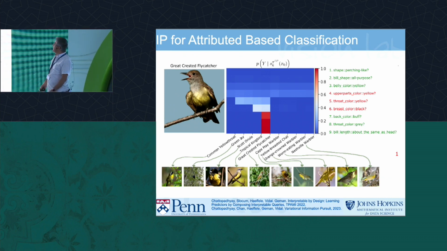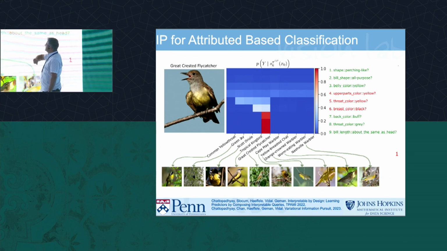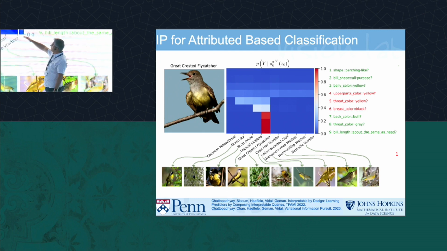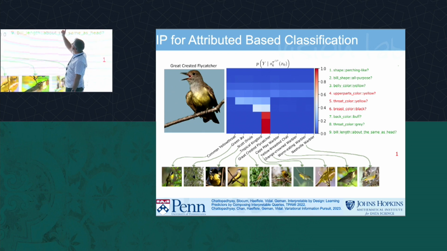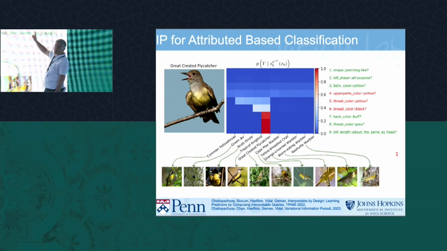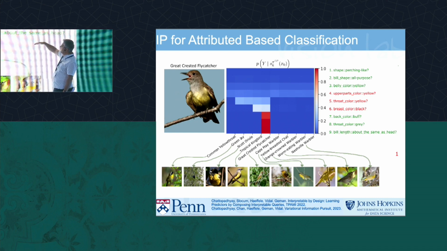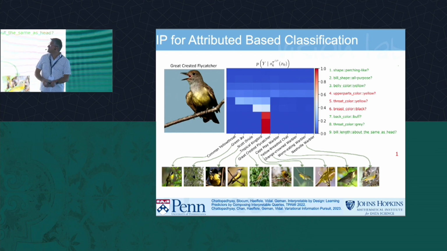This is the bird example. What is being shown here is exactly the same thing as before. Left is the input image. In the middle is the prediction of the probabilities as to which class this bird is. Green means that the answer was yes. Red means that the answer was no. And with 9 queries, the algorithm is able to figure out that this is a great crested flycatcher.